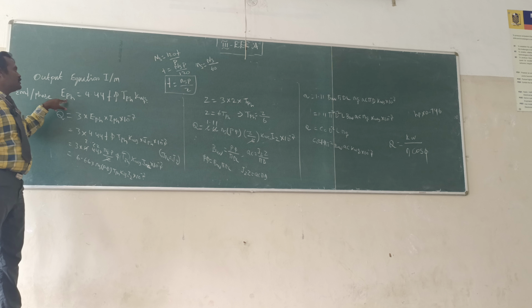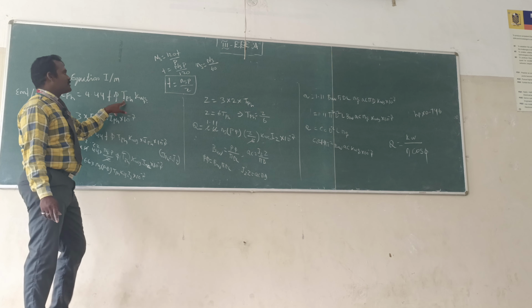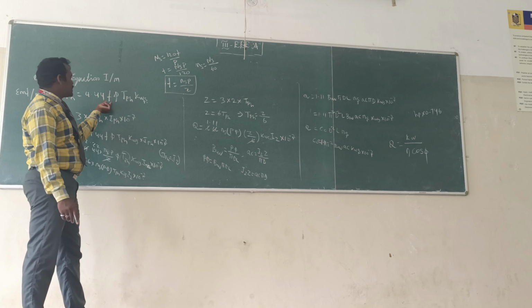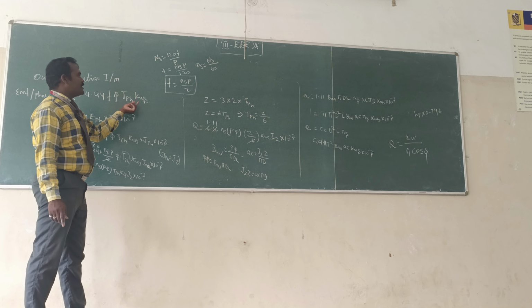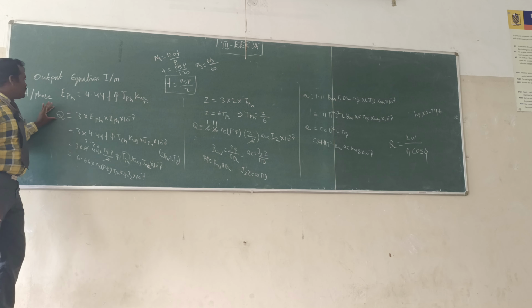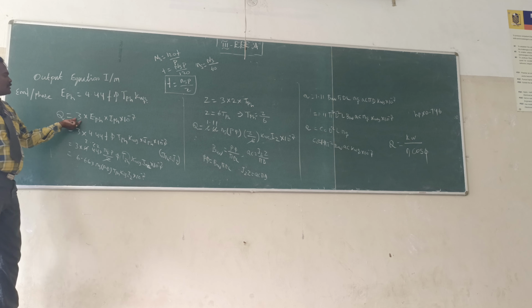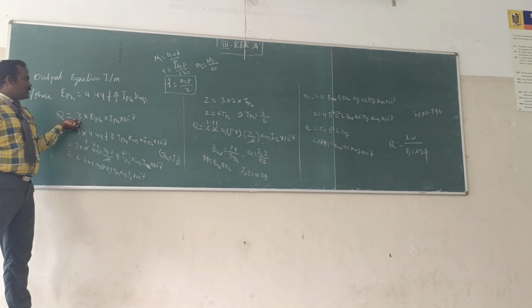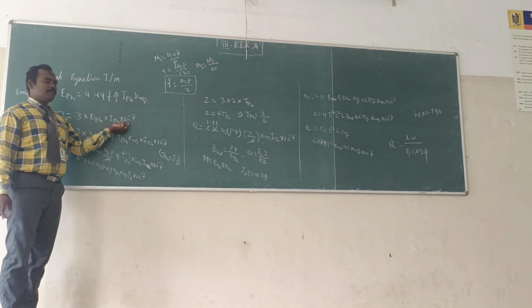So the EMF equation, that is the EMF per phase, should be equal to 4.44 into f into phi into T phase into Kws, where f is the frequency, phi is the flux, T phase is the turns per phase, and Kws is the winding factor. While finding the output equation, the kVA rating of the induction machine Q should be equal to 3, for three phase, into EMF per phase into current per phase into 10 power minus 3.